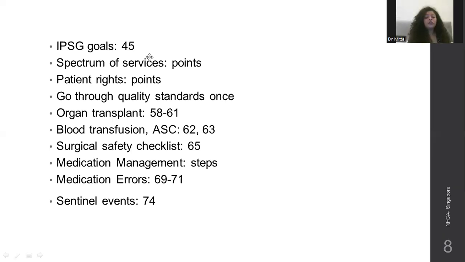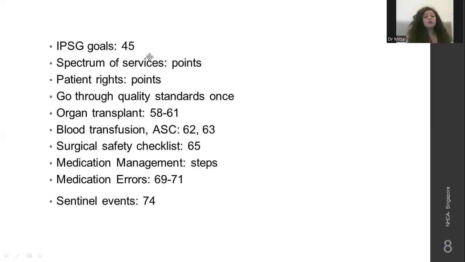Next, you have the organ transplant, 58 to 61. All those points are important, especially the counseling, documentation, the requisition, what kind of communication should be there. Transplantation advocate, transplantation counselor: what are their duties, what should they do. All those topics are important. Then blood transfusion, guidelines of safe blood transfusion.